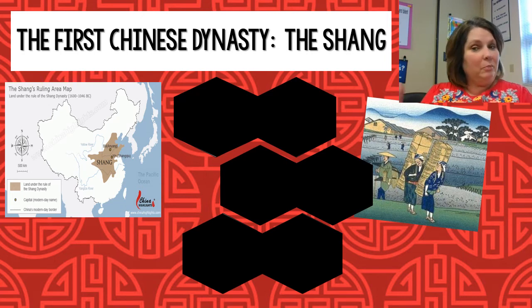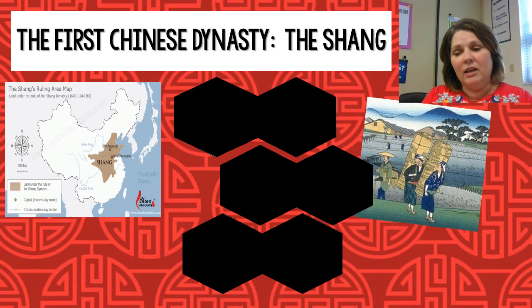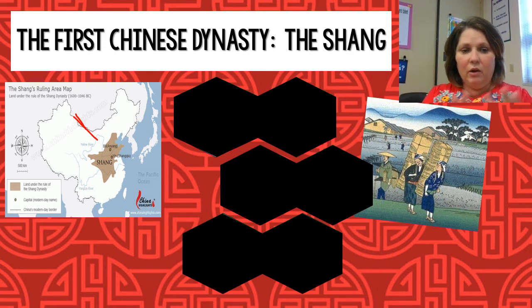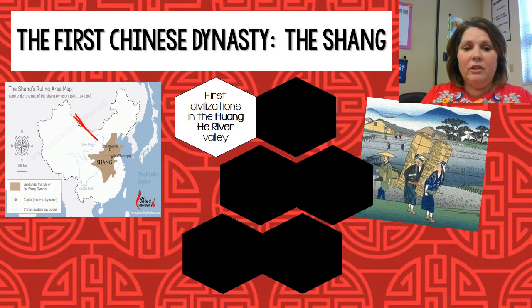And so I get the privilege of talking to you today about the first Chinese dynasty, and it's going to be the Shang Dynasty. Now, the Shang Dynasty is going to come around about 1600 BC, and we can see their empire right here on the map. We can see the dark area where the area that they ruled, and they are going to first develop along a river valley. Imagine that, another river valley civilization.